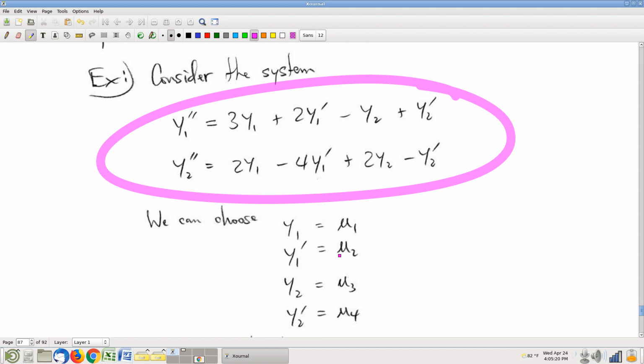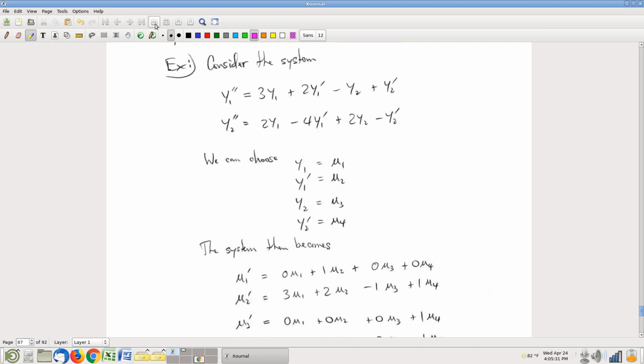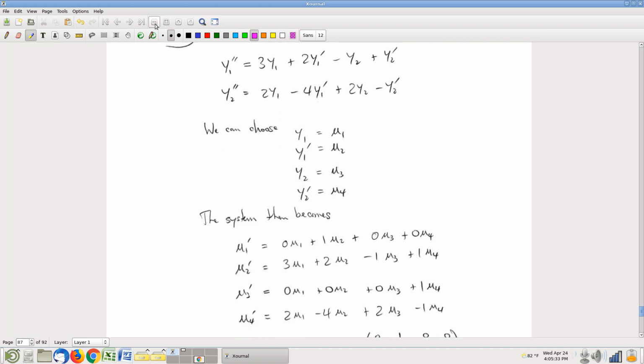Let's give them names. I'm going to call them U1, U2, U3, and U4. Right? I'm going to write down the derivatives of U1, U2, U3, and U4. Let's think these through. What is U1 prime? Well, those two equations right there tell me that U1 prime is U2.